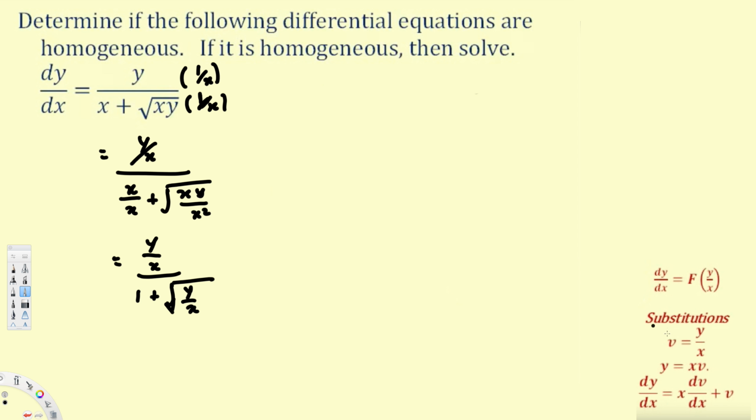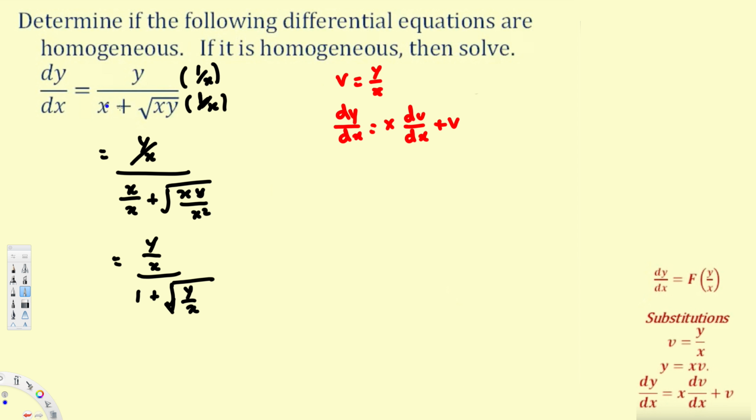The next step is to equate this y over x to v. So v is equal to y over x, right? And then we have to write everything in terms of v. Also we have to know that dy over dx is equal to x dv by dx plus v. Now we have to write everything in terms of v. Let's go ahead and write that.